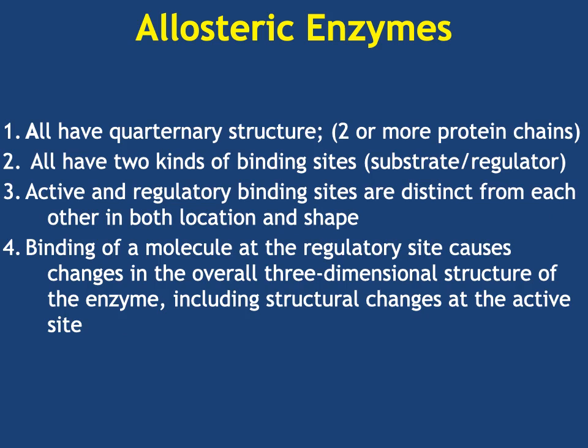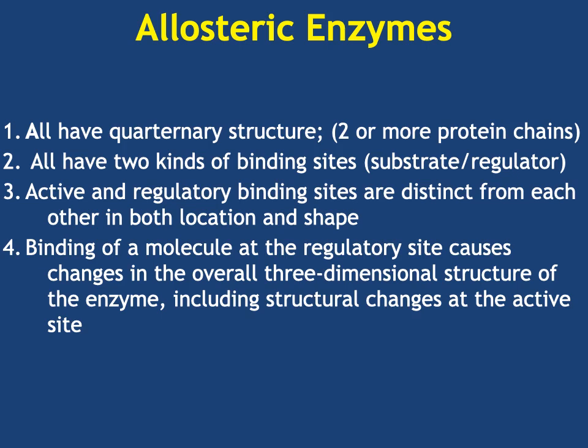Many, but not all, of the enzymes responsible for regulating cellular processes are allosteric enzymes, and they have the following characteristics for them to be qualified as allosteric enzymes. Number 1. All allosteric enzymes have quaternary structure, that is, they are composed of 2 or more protein chains. 2. All allosteric enzymes have 2 kinds of binding sites, those for substrate and those for regulators.